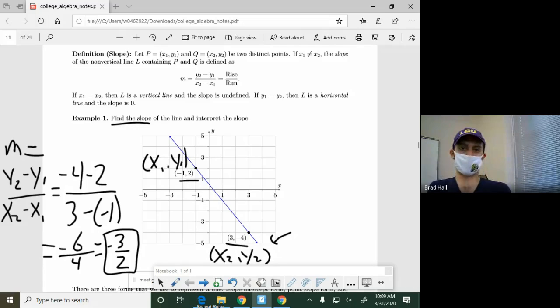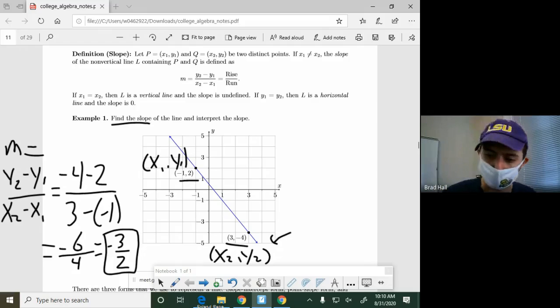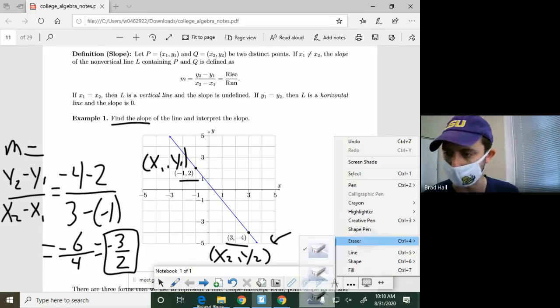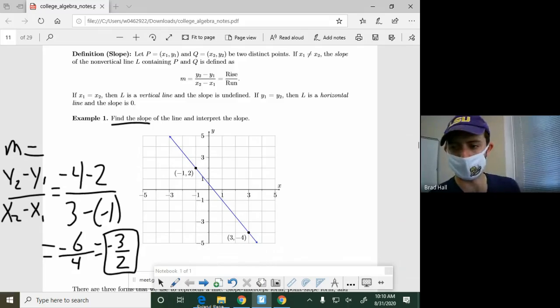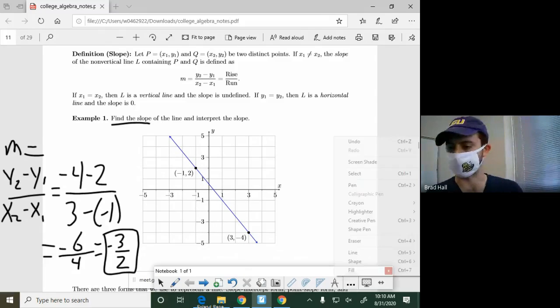So that would be one approach. That would be the more algebraic approach, let's say if we didn't have a graph. But you might think, well, Brad, we do have a graph. And I agree, we do have a graph. So what would be the equivalent graphical representation of finding the slope? If you're given a line, how do you find the slope? Well, that's when we utilize rise over run.